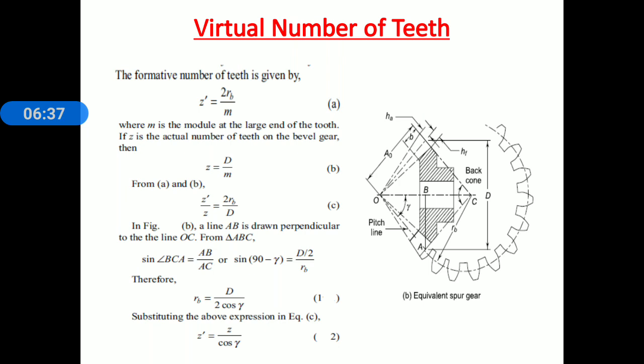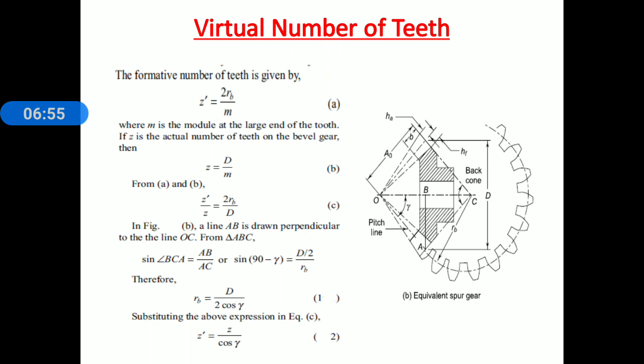Again, everyone observe figure B carefully. In figure B, line AB is drawn perpendicular to the line OC. OC is the axis of the bevel gear.